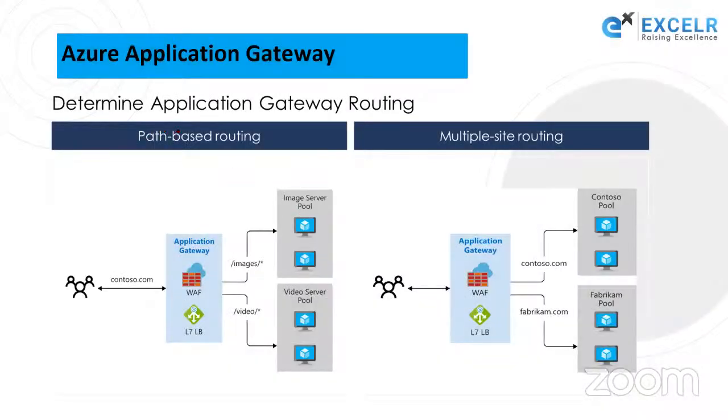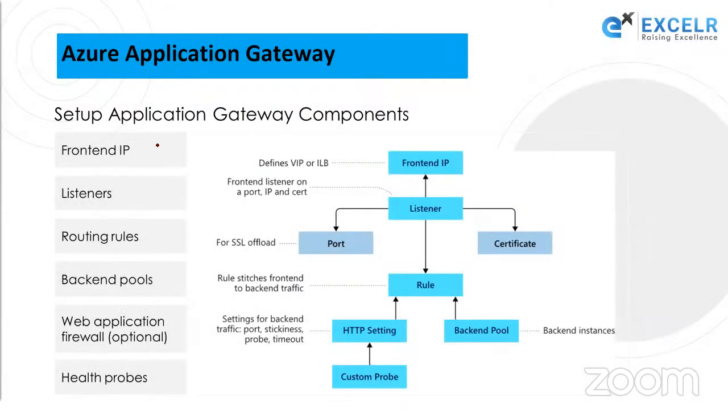So I talked about the path based routing. Path based and multi-site routing is also possible with your application gateway. Based upon the path like this and this, you can send that to different pools of servers. You can also integrate a WAF with this, and you can also send this to a completely different web domain as well. That is the usage of your application gateway.